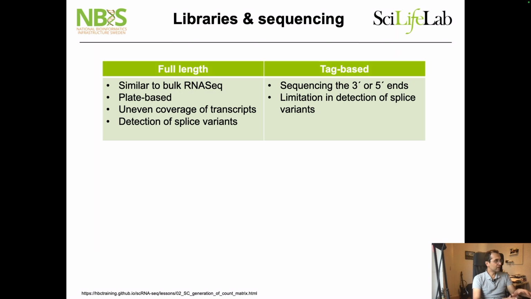We can have the data from single-cell RNA-seq in two formats. It's either full length or it is tag-based. So in the full length, similar to bulk RNA-seq, we can characterize a full transcriptome and a full transcript. It is usually the case for the plate-based technologies, and it gives you an even coverage of transcript. At the same time, it helps you to detect splice variants, while in tag-based, you target only the 3' or 5' ends, and it has limitation in detection of splice variants.